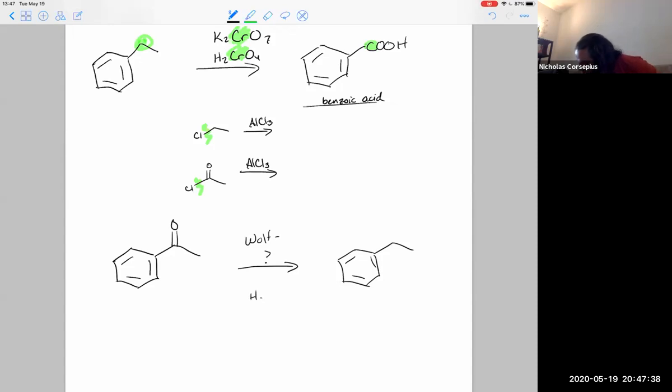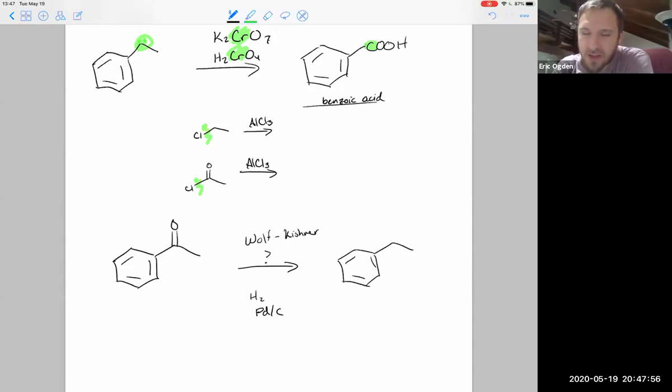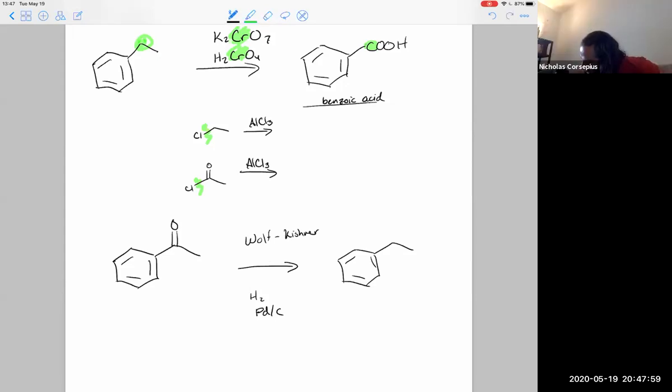All right, you can use H2 and palladium, but there was a brand new one that we learned about in this chapter that for whatever reason they love and seems to be more useful. Wolff-Kishner or something like that. Was it the H2N NH2 and heat? Yeah, right. So this is H2N NH2, I think, yeah, under basic conditions with heat.